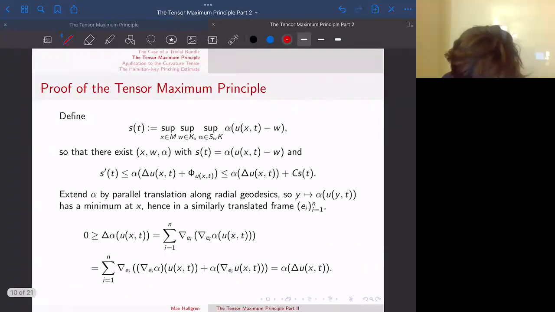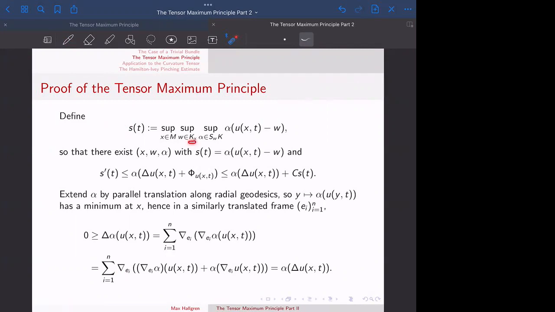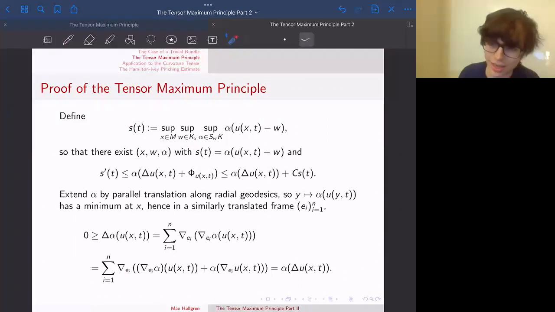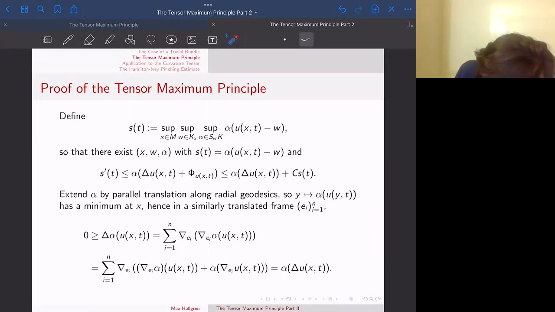Okay. So the proof of this is actually quite similar to the trivial bundle case. The main differences are, first of all, when we're defining this function s again, this set is going to depend on x. Because we're no longer thinking of our convex set as being in a fixed vector space, but rather we have a collection of vector spaces and these corresponding K sub x.